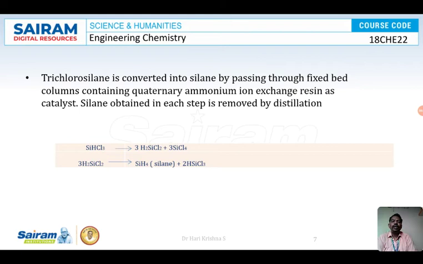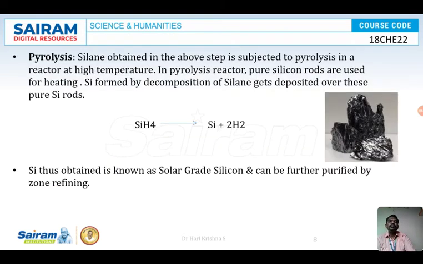But our aim is to get what? Silicon, solar grade silicon. But we ended up getting silane. So how to get this silicon? We subject it to a process called pyrolysis. What is this pyrolysis? We are heating the silane to a very high temperature, where the bond between silicon and hydrogen breaks, giving you silicon and hydrogen. The silicon thus obtained is called solar grade silicon, and it can be used for manufacturing what? Solar cells, or PV cells, or photovoltaic cells.